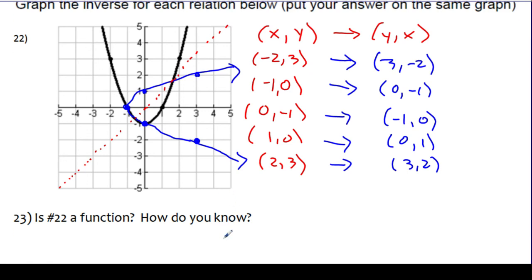Okay, it says, is problem number 22 a function? We're going to say yes, it is a function. It is a function because it passes the vertical line test. So let's just show that. Right, here's my vertical line.